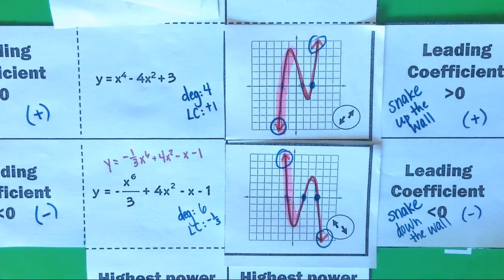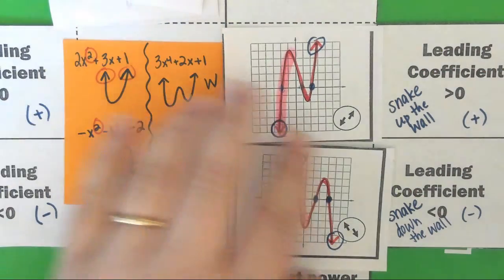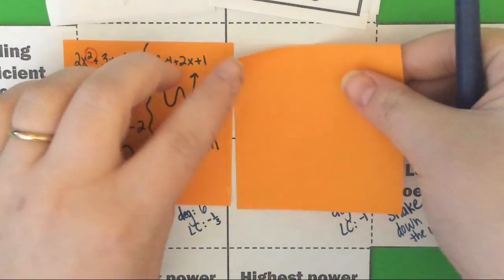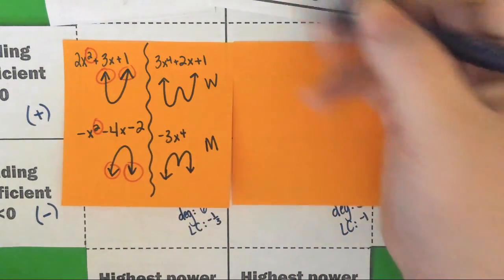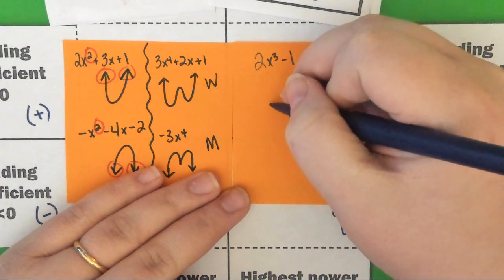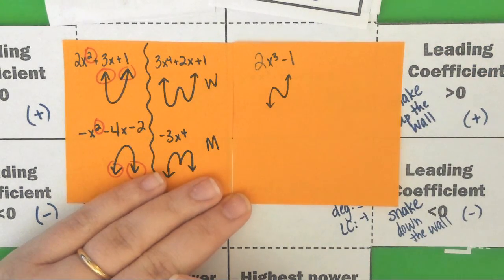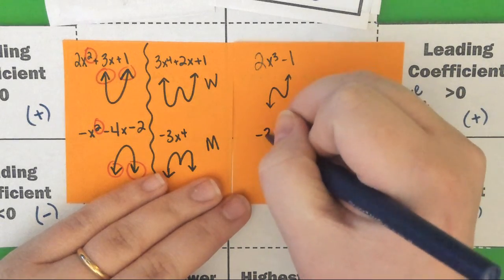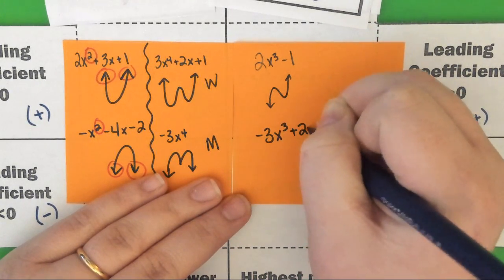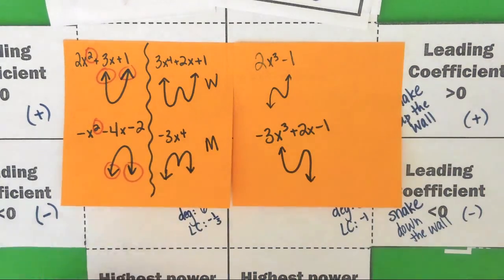Which leads to the next thing I need to tell you today. So, sadly enough, not only do I expect you to know the graph of a parabola and the graph of something to the 4th power, so a quartic function, I also now expect you to know something to the 3rd power. So if you see 2x to the 3rd minus 1, I expect you to know, because it's a positive 2 in front, it's going to be a snake going up the wall. And from now on, if you see anything else that's cubed and it's negative in front, you better tell me it's a snake going down the wall.